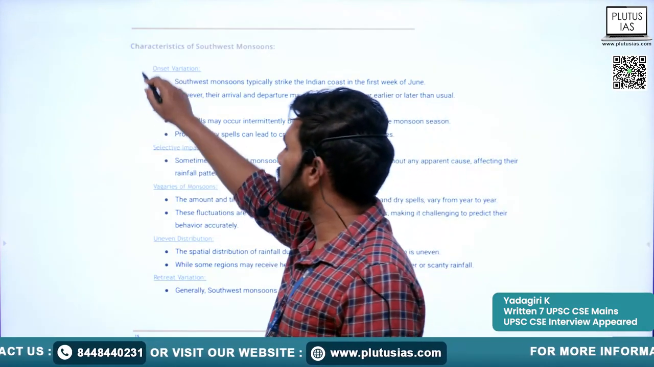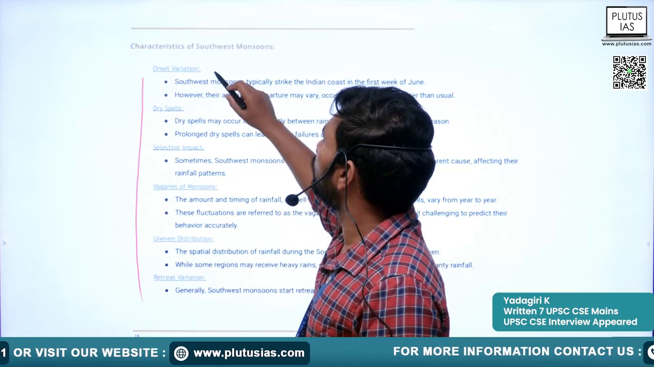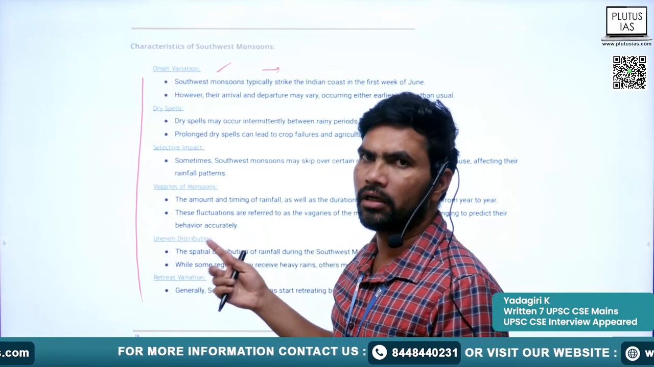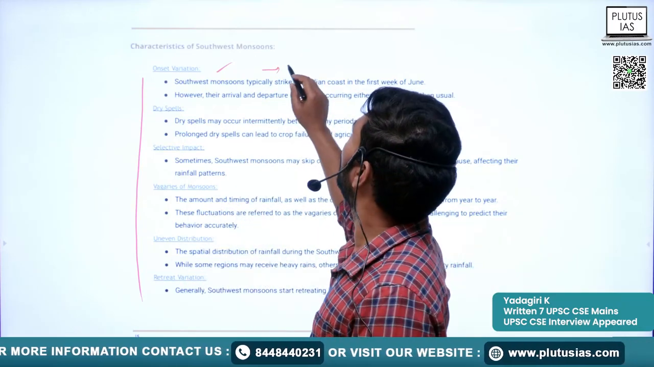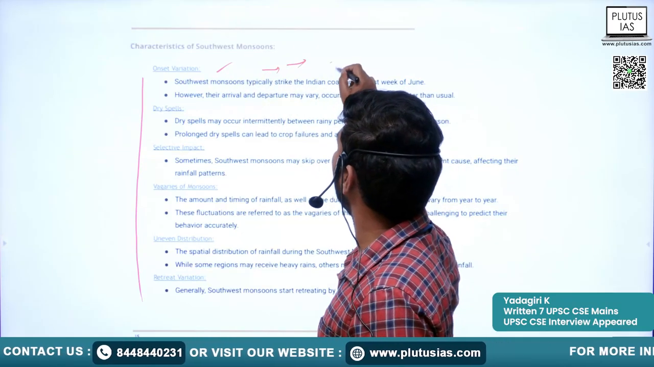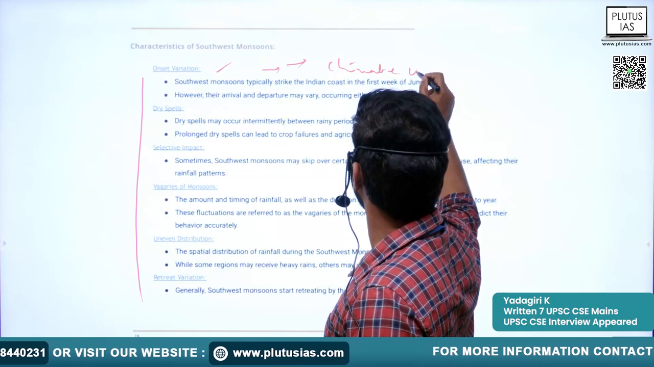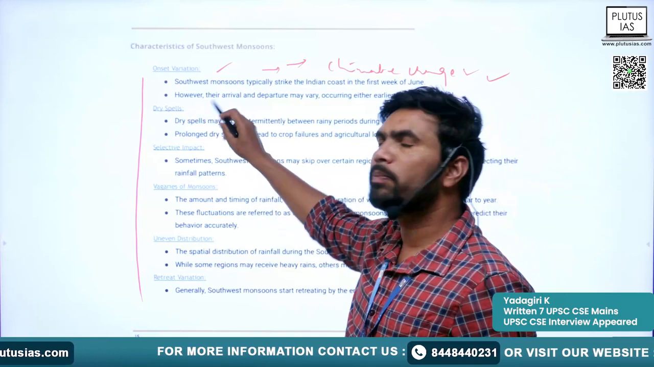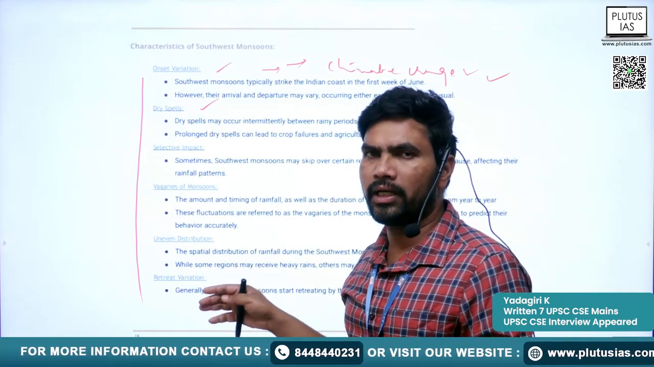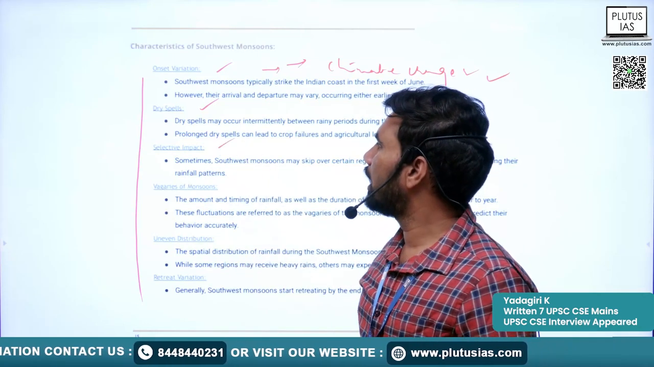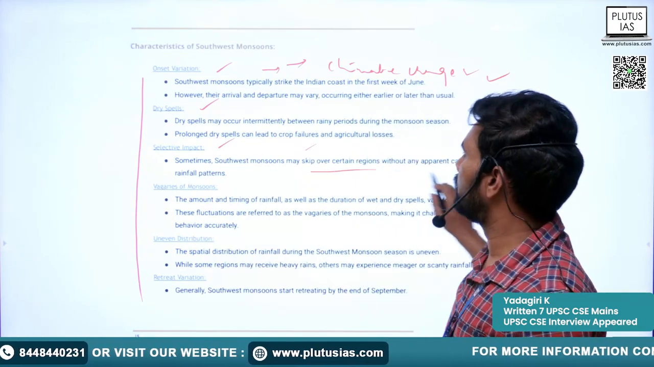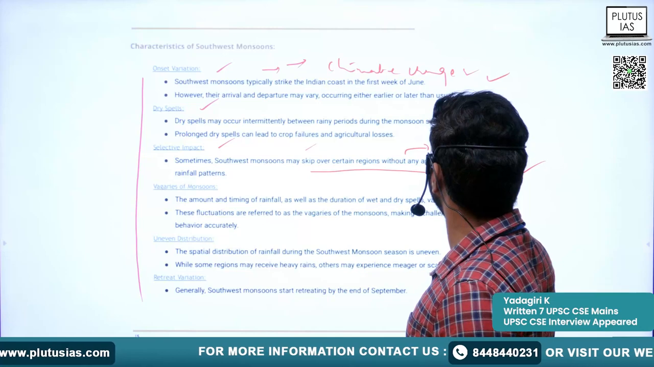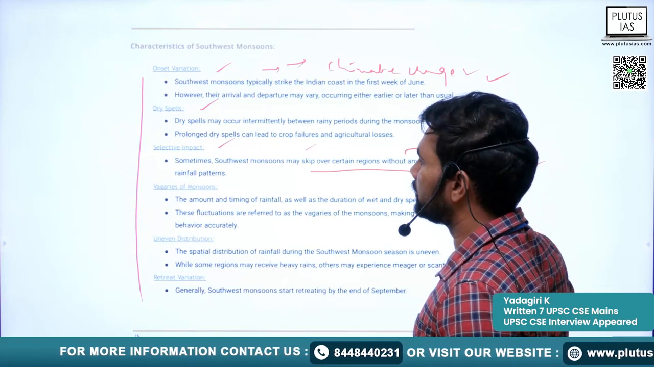So here you can see the characteristic features of the monsoon. Onset and variation: there are a lot of variations in the onset of the monsoon and also its withdrawal. This variation is also heavily impacted by climate change. So the variations have increased. Similarly, dry spells will be there in between the wet spells. Selective impact will be there. Sometimes southwest monsoons may skip over certain regions without any apparent cause. This leads to droughts in those regions.